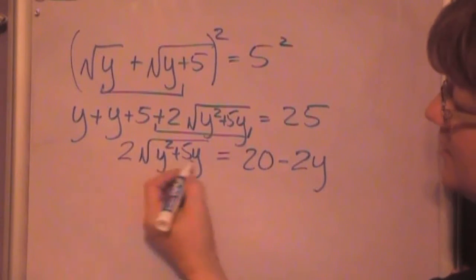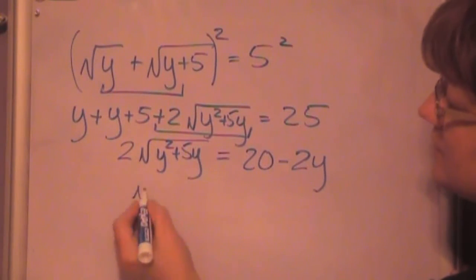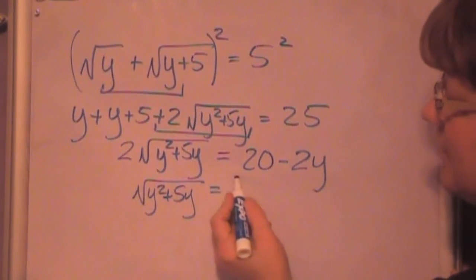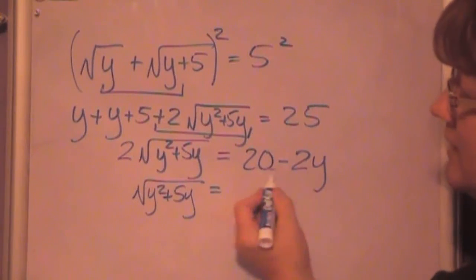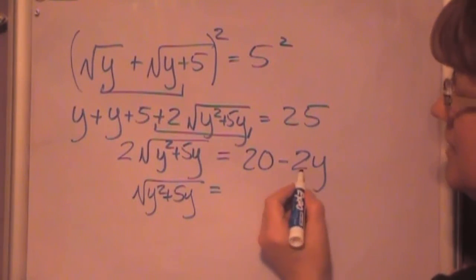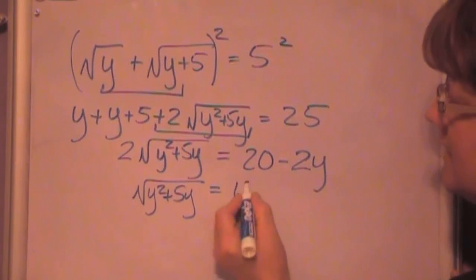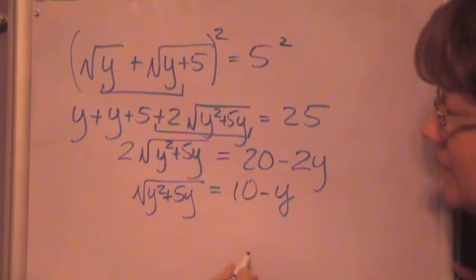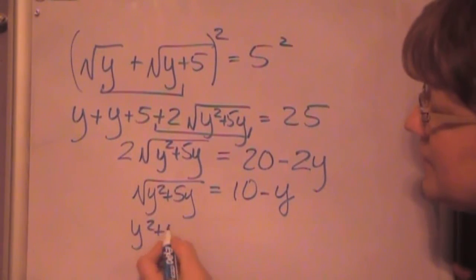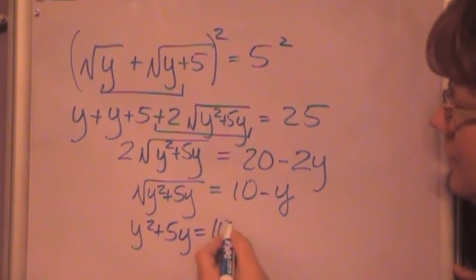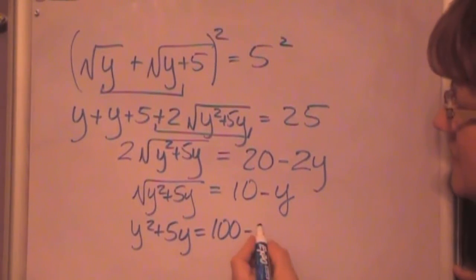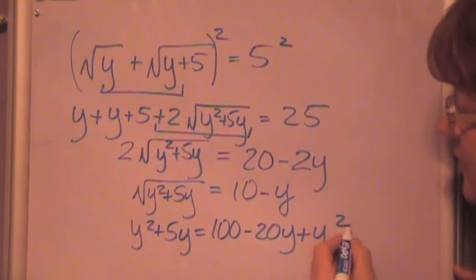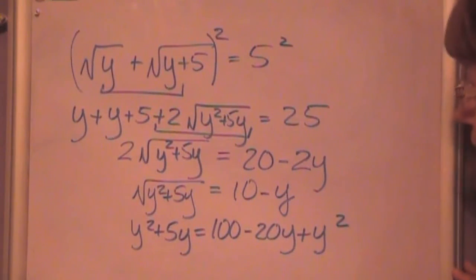Now I'm going to divide both sides by 2. When I divide this side by 2, I just get the square root of y squared plus 5y is equal to, now when I divide this by 2, here's an example of when you can cancel out again. Both of them are divisible by 2, so I can get 10 minus y on this side. Now when I square both sides, I get y squared plus 5y is equal to 100 minus 20y plus y squared. Remember, twice the product of the two terms when you're squaring a binomial.